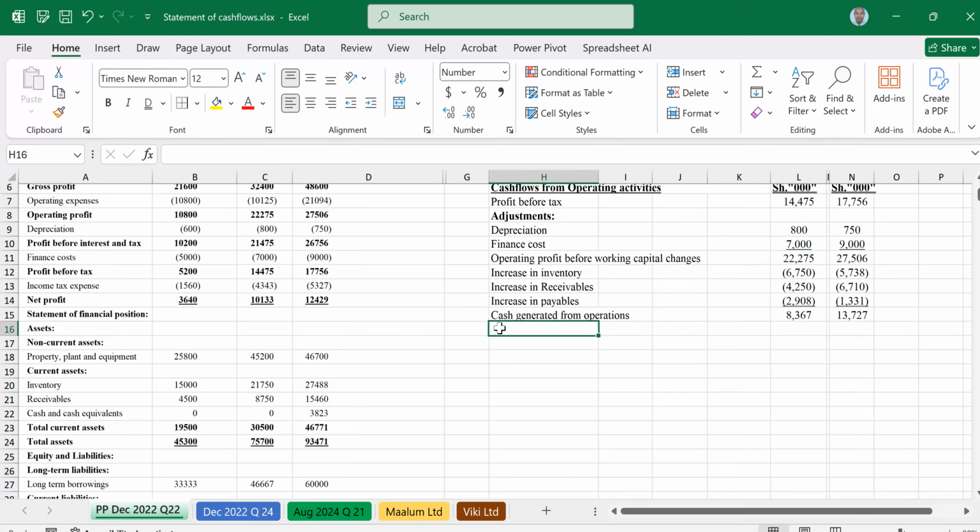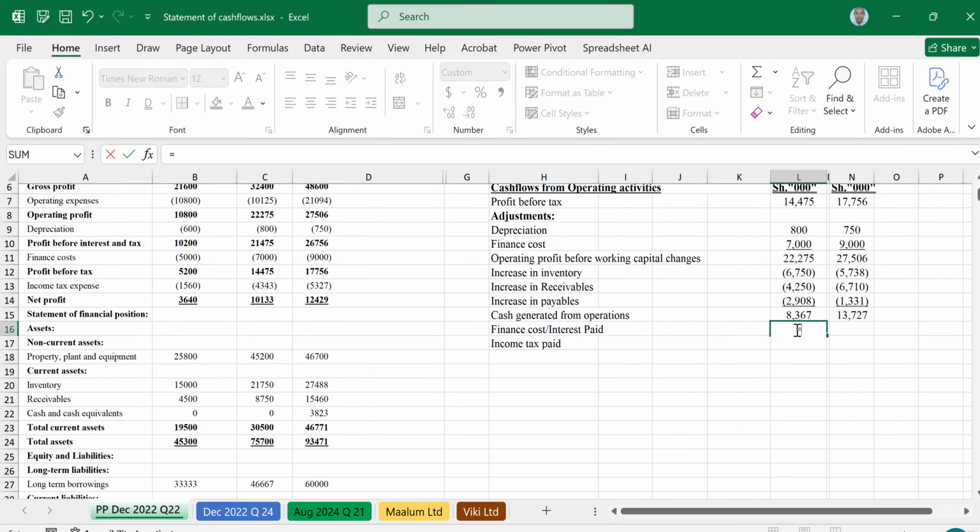Finally, income tax paid and interest paid. So I want to start with the interest paid, then income tax paid. So that would be finance cost paid, also known as interest paid. Take them as they are because there is no additional information to prove otherwise.